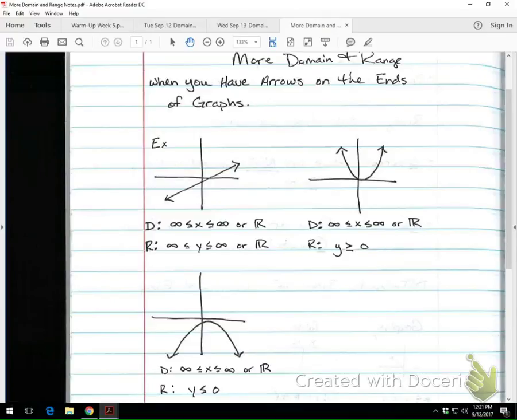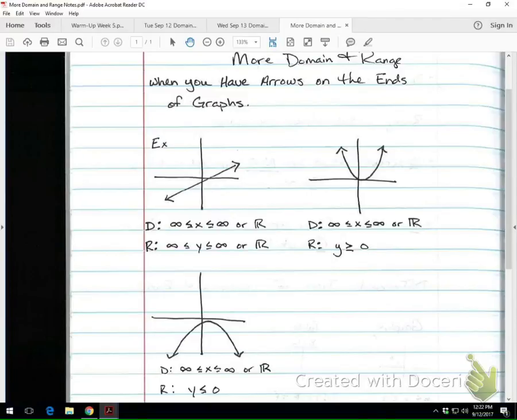Okay, now go ahead and start copying this down, more domain and range, and this will help you on today's paper. We've been doing a lot of domain and range when you can see the edge of the graph. Well, now if we throw in arrows on each end of the graph, like right here and right here and down here, that's when we're going to start throwing in the infinity sign.